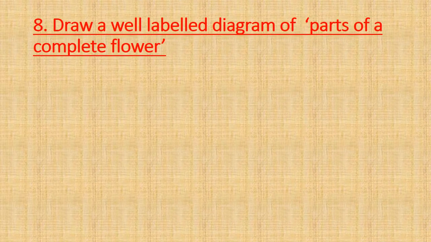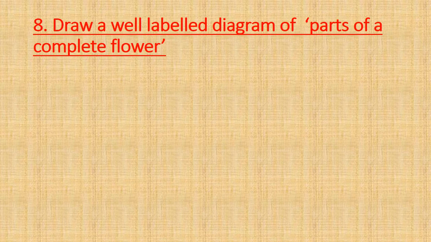Question number 8 is, draw a well-labeled diagram of the parts of a complete flower. First of all, before going ahead, we should know what we mean by a complete flower. Students, a complete flower is that flower which has all 4 whorls of a flower. It should have all 4 whorls. So for that you should know what the 4 whorls are.